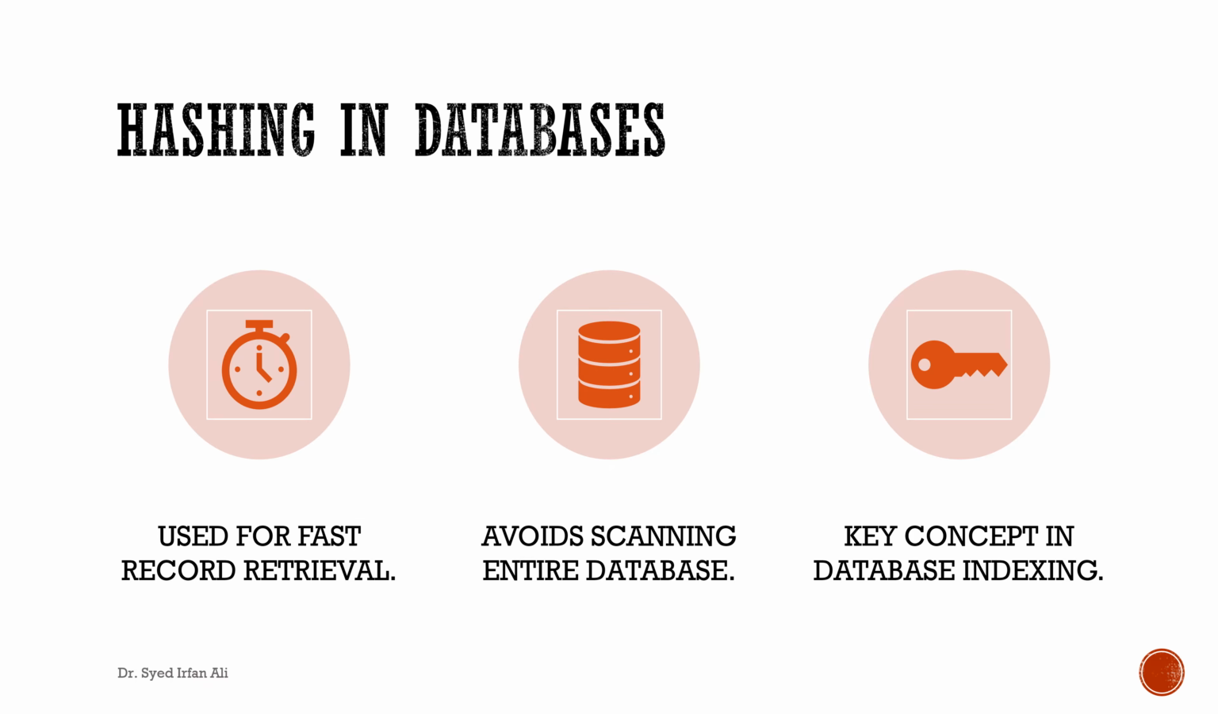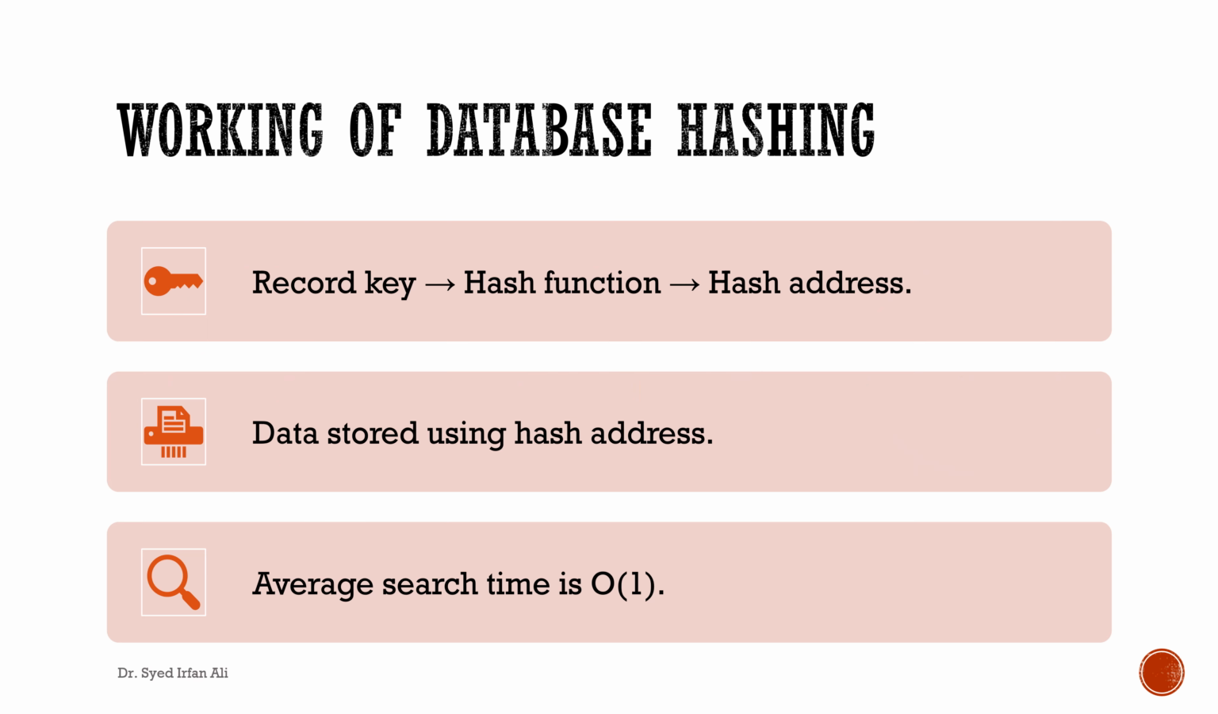In database systems, hashing is used to quickly locate records using a key like roll number, employee ID, or account number. Instead of checking each record one by one, hashing helps us reach the required record directly. The working is very simple. First, the record key is given as input. This key is passed to a hash function. The hash function generates a hash address, also called a bucket. Data is stored and retrieved using this address. Because of this, searching is very fast.